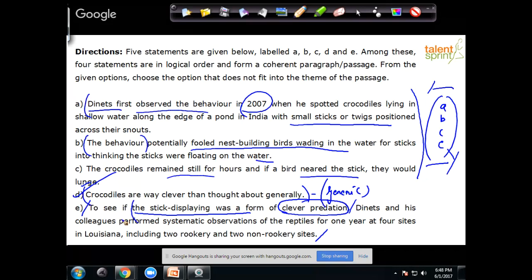Sorry, I might have missed out. Let me just go back. Somebody asked what a rookery is. I saw a question mark. That's nothing but a place where you breed animals. It's usually birds.